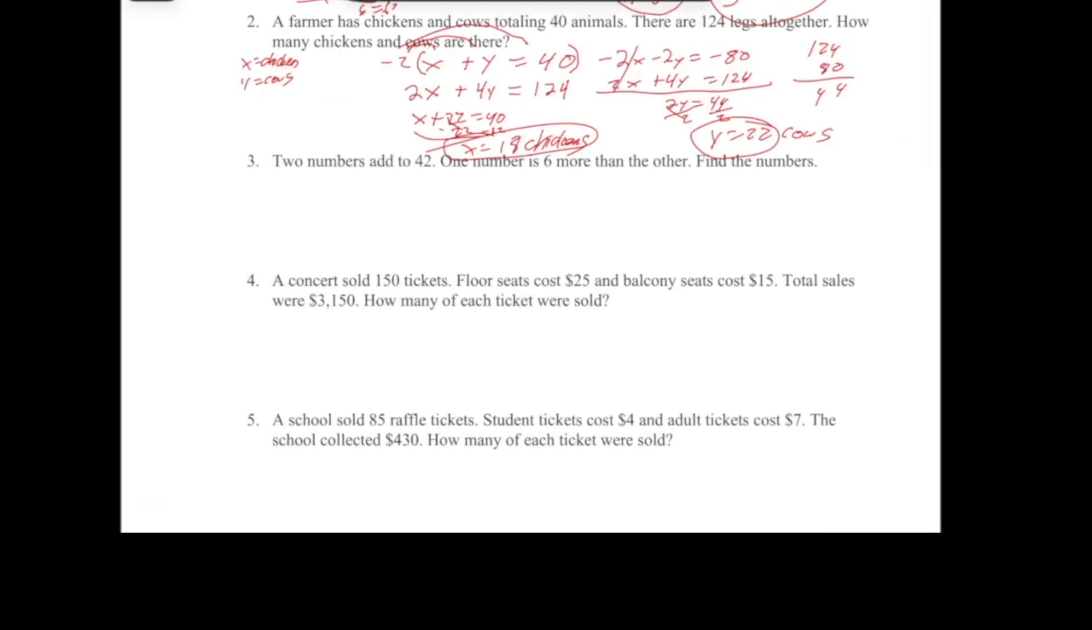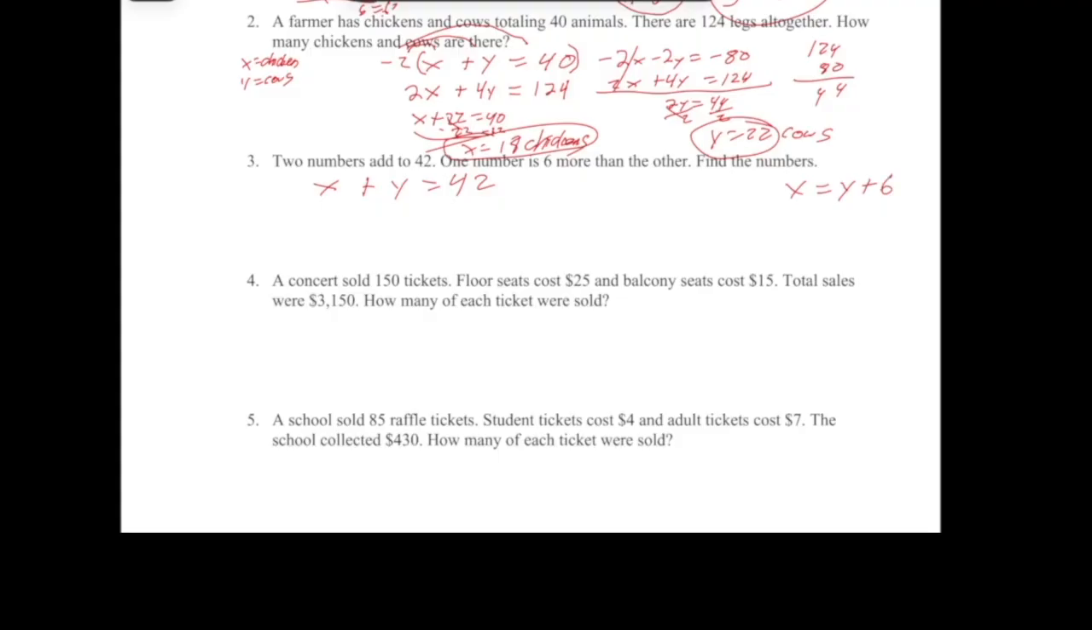Anyways. Okay, on number 3, two numbers add to 42. Well, if I have two numbers, I don't know what they are. I'm just calling them x and y. So if I take my x and I add my y, they're going to equal 42. The next sentence, one number is 6 more than the other. Okay, so whatever y is, I know that my x is going to be 6 more. So x is going to be y plus 6.